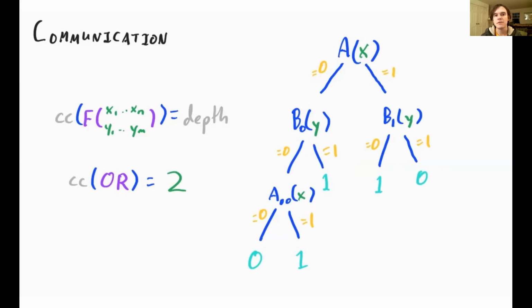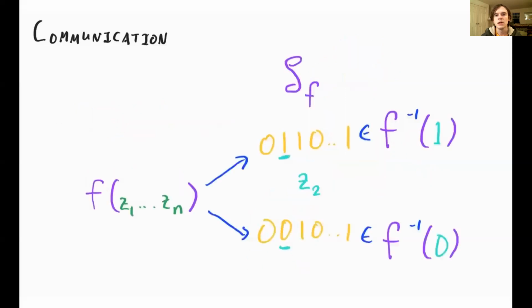If we give some of the variables to Alice and some to Bob, either one of them can just report what the OR of their variables is, and the other one will know the answer. So this is maybe not great motivation for why communication is a strong model. Let's see some more convincing evidence.